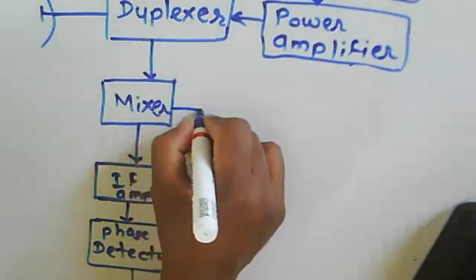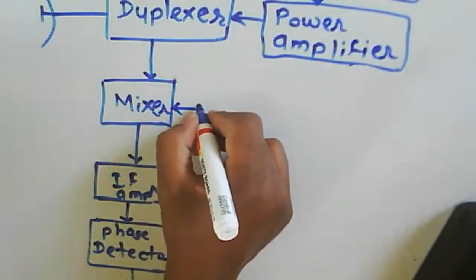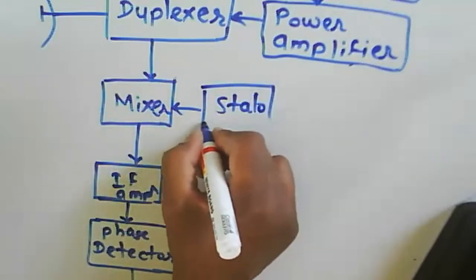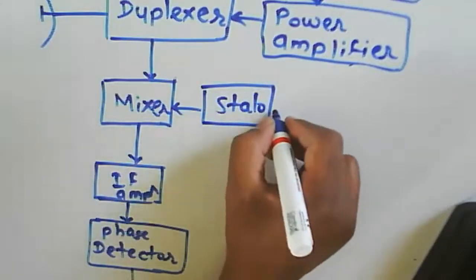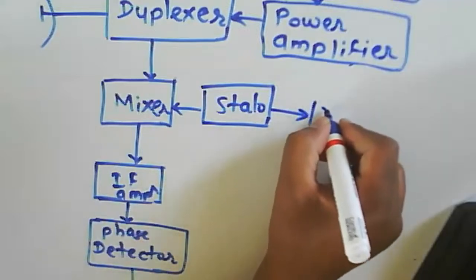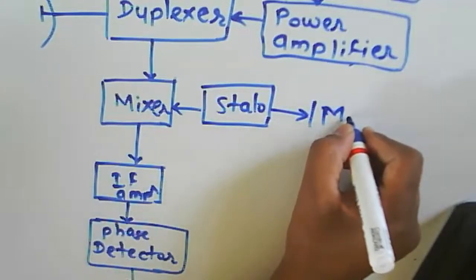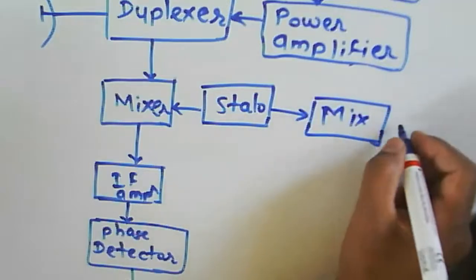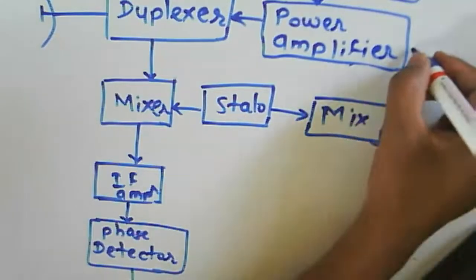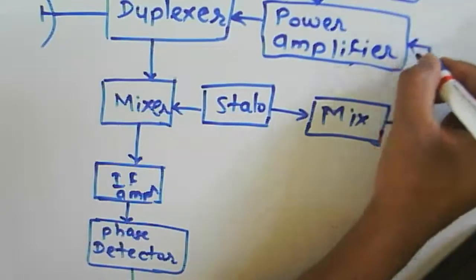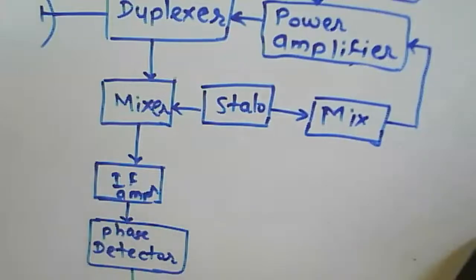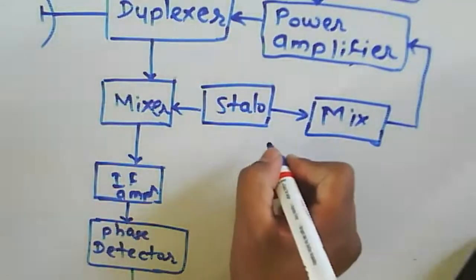Now here, for the mixer, we are supposed to use a stable oscillator. That's why the name is given as a STALO. Okay, so then again we consider a mixer, and from this mixer we are transmitting the signal frequency. Okay, so that will be f1, whatever the signal frequency we have.